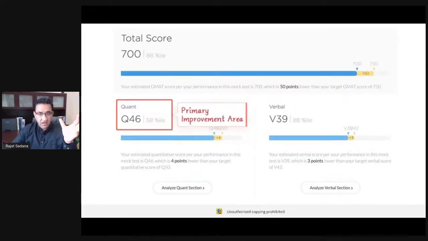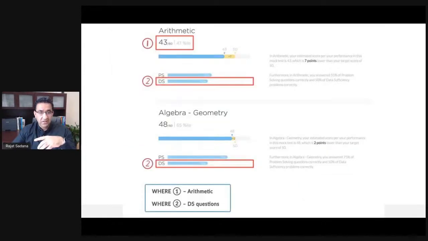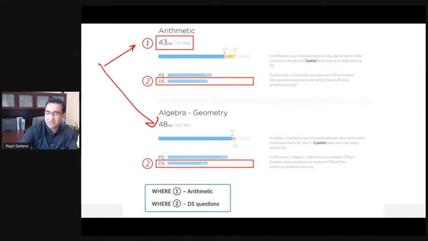So this is a screenshot, and you'll get a quant and a verbal score. By the way, it asks you what your target quant score is if you don't have one, and then you can drill down and really see what your arithmetic ability is, what your algebra ability is. Just by doing this, comparing arithmetic versus algebra, this is a primary area of improvement.